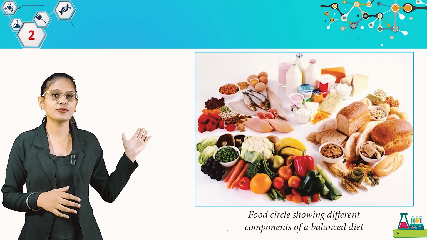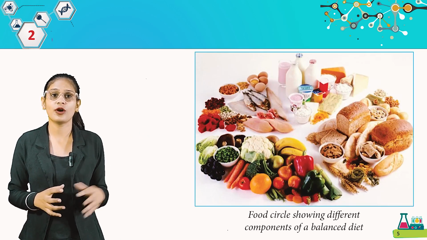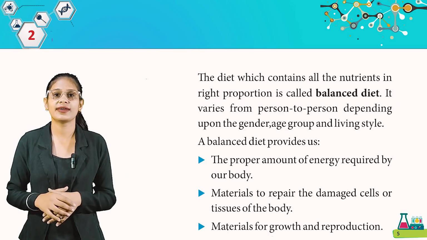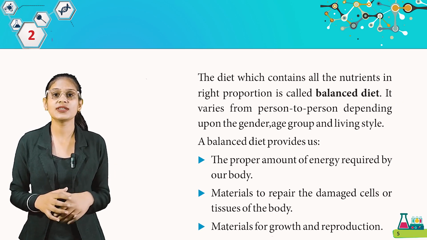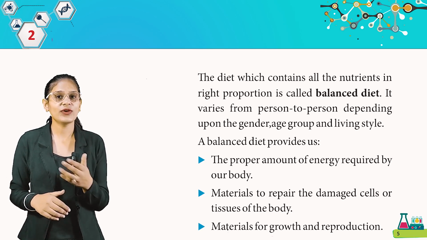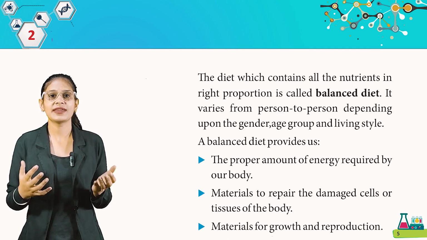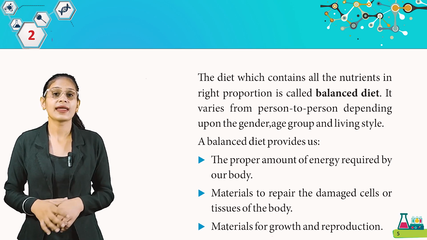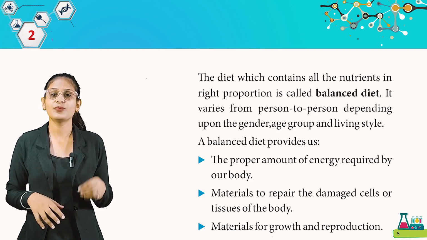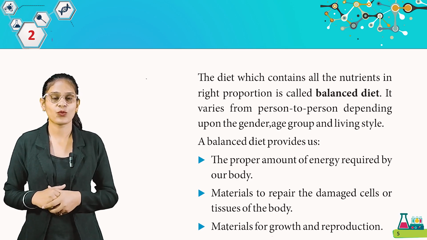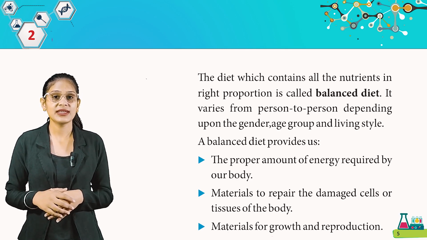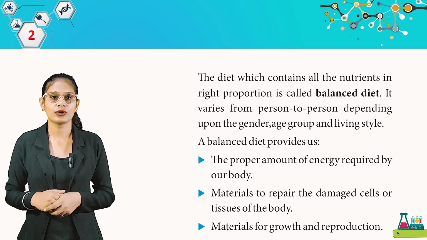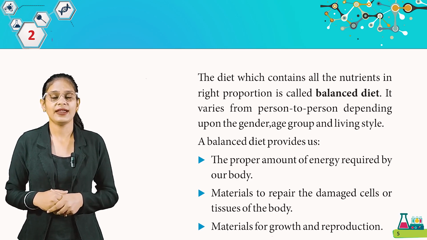Look at this picture, food circle showing different components of a balanced diet. The diet which contains all the nutrients in right proportion is called balanced diet. It varies from person to person depending upon the gender, age group and living style. A balanced diet provides us the proper amount of energy required by our body, materials to repair the damaged cells or tissues of the body, materials for growth and reproduction.